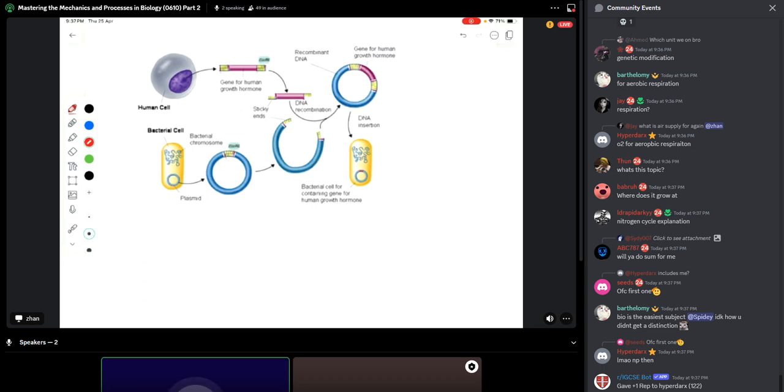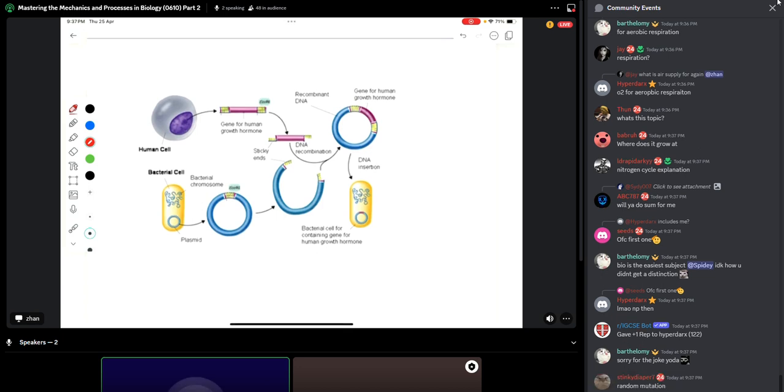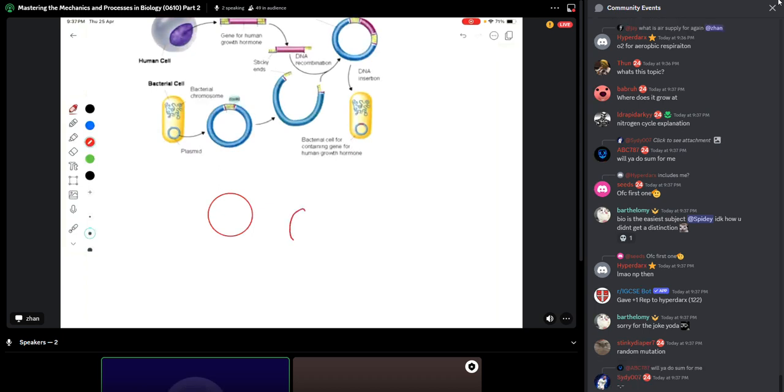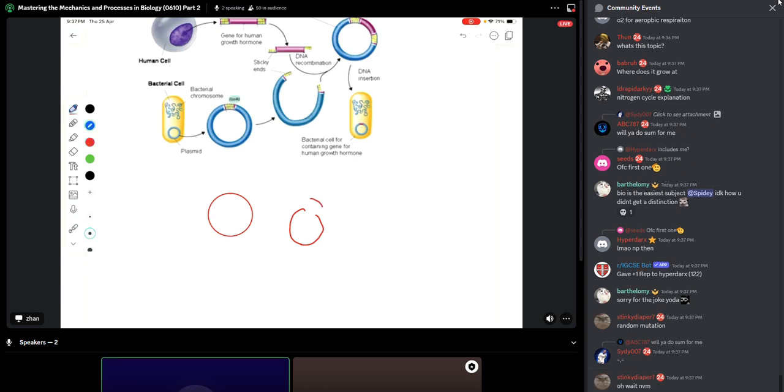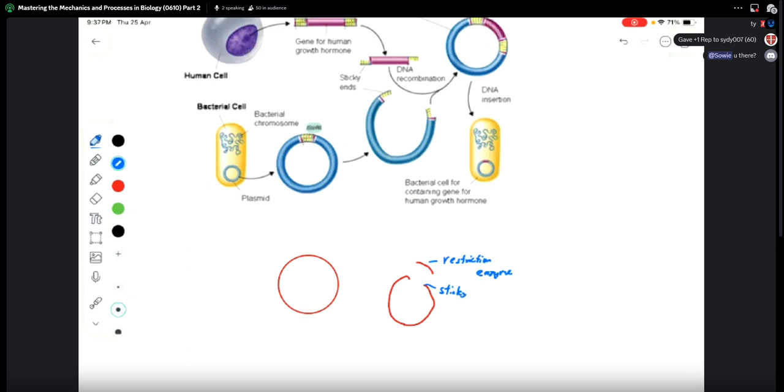So how does genetic modification happen? First of all, we isolate the human DNA. The DNA looks like this. We use the restriction enzyme to break this apart, so this point is taken away by the restriction enzyme. This will form the sticky ends. This is the human gene, and I'm taking that part out.